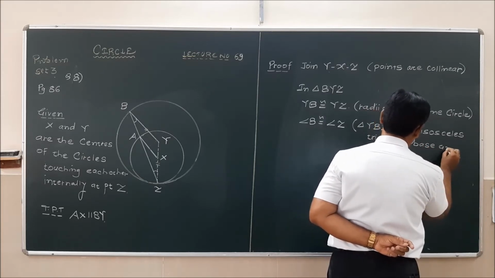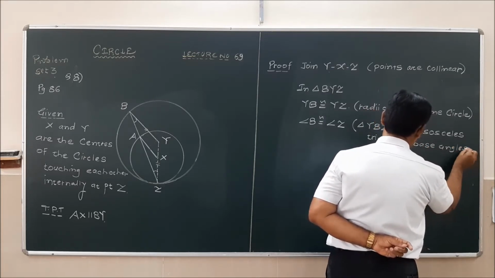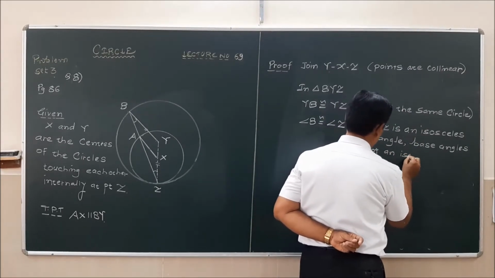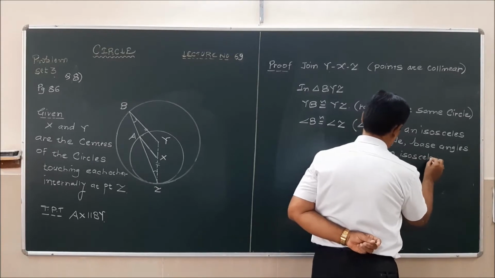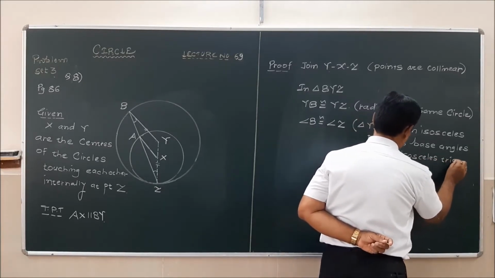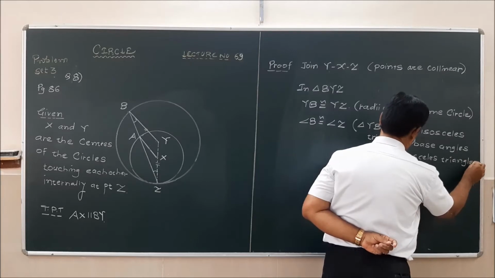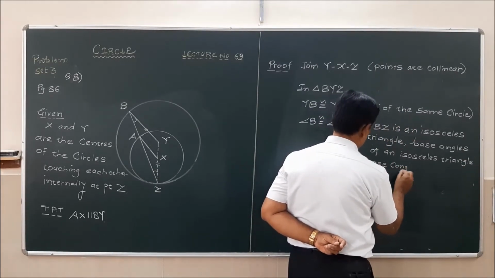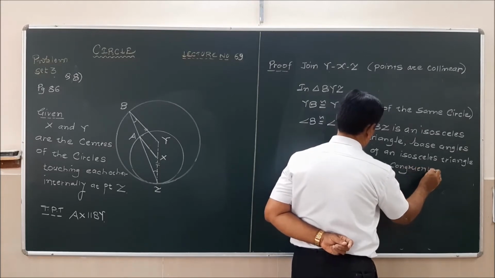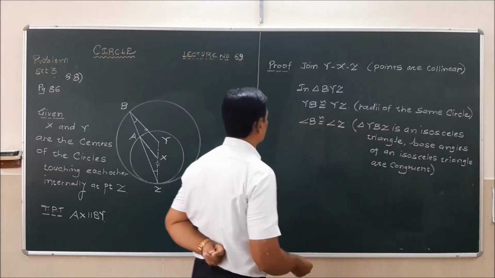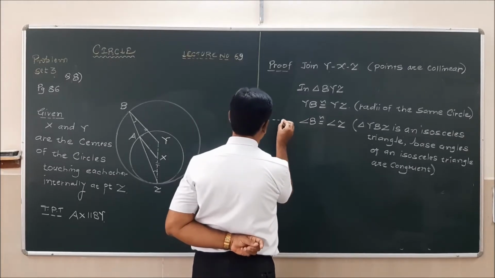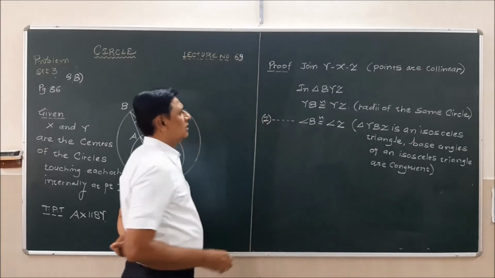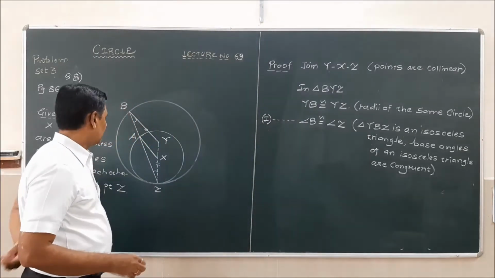So base angles of an isosceles triangle: angle B is congruent with angle Z. This is our result 1.